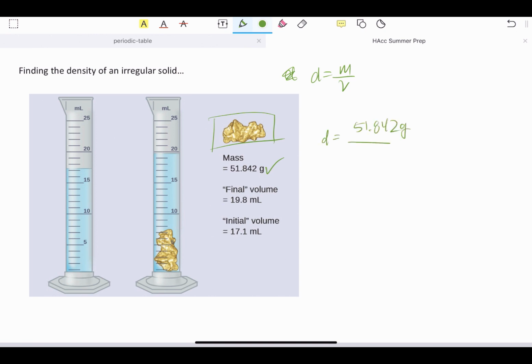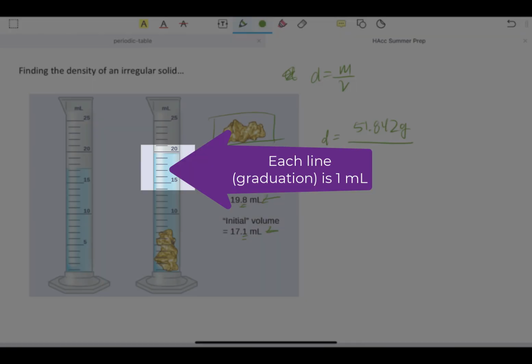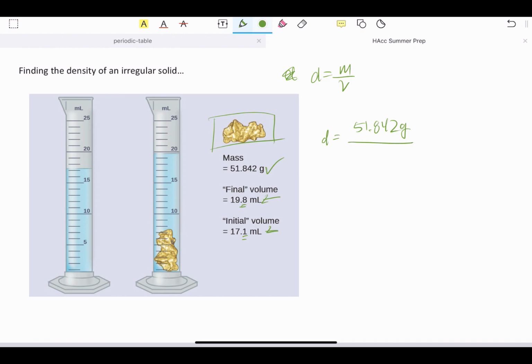The mass is equal to 51.842 grams. I'm going to divide that by my volume. How are we finding the volume in this experiment? We are doing the volume via water displacement. It doesn't have to be water; any liquid that is displaced works. This is my final volume reading, and this is my initial volume reading. Note that they've estimated one place beyond the smallest graduation, which is to the ones, so they've estimated to the tenths place.